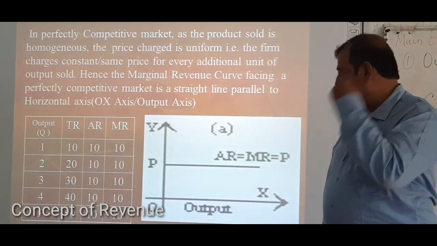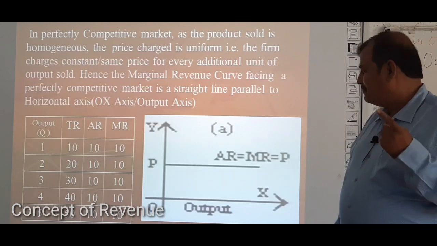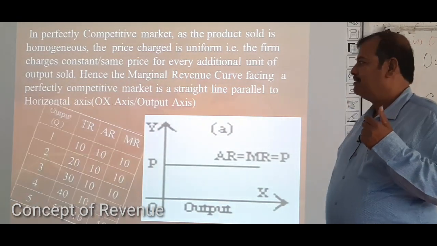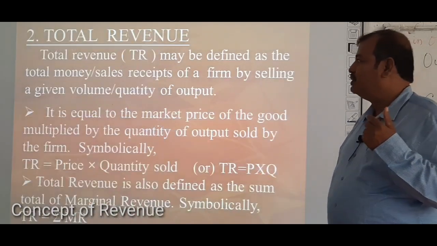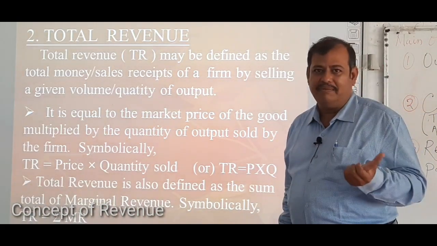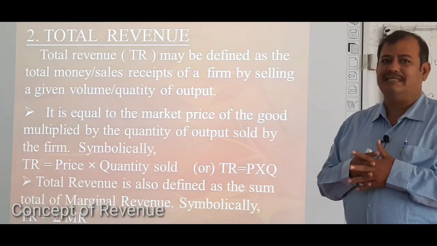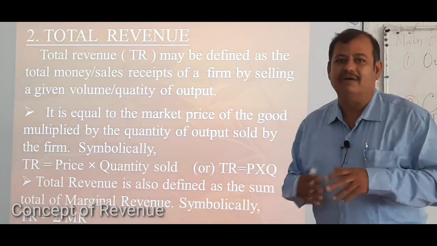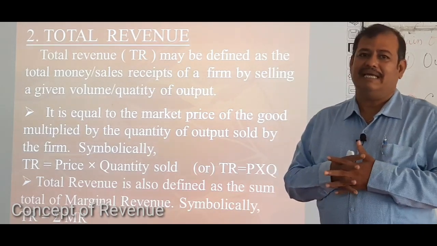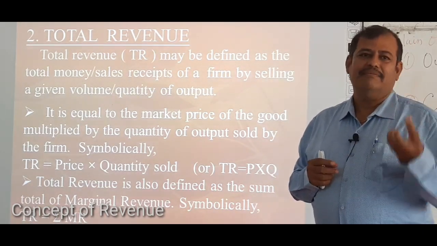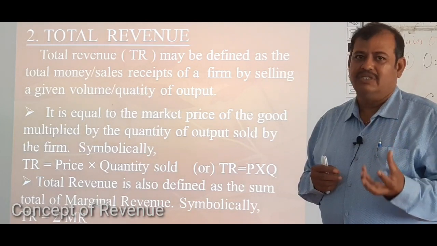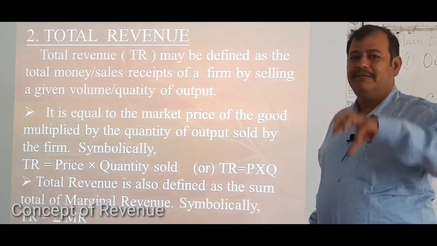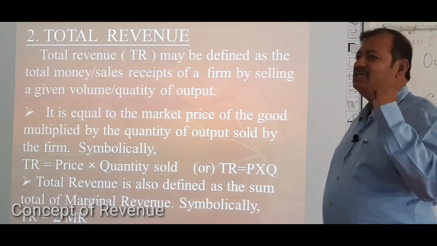That is why, as you see in the diagram, the marginal revenue curve is a straight line parallel to the horizontal axis. Now, if you go to the next one, the total revenue. The total revenue is nothing but the sum total of money, or the sales receipts, earned by a firm by selling a given volume of output. So, whatever revenue he gets by selling a given amount of output is called total revenue.